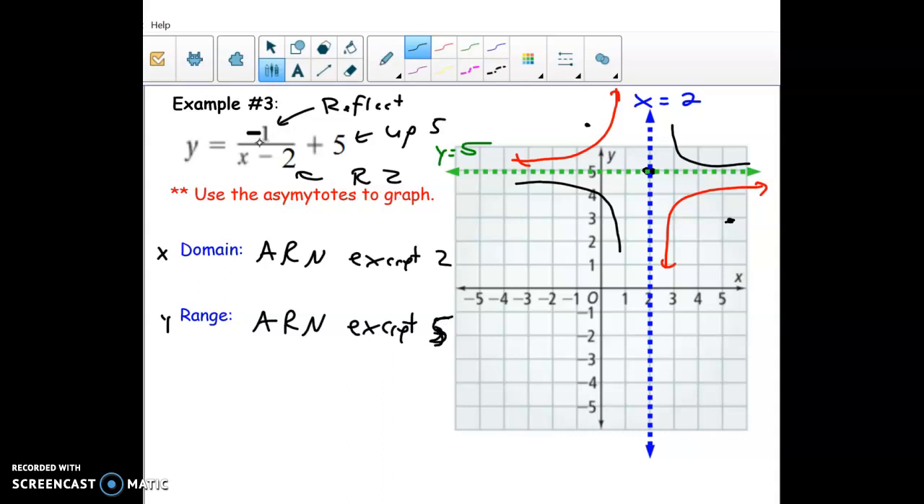That's it for the basic graphs. The next part I want to talk about is what happens if this isn't a 1 or a -1. That's kind of the final piece of the puzzle. So I'm going to make a second video going over that part.